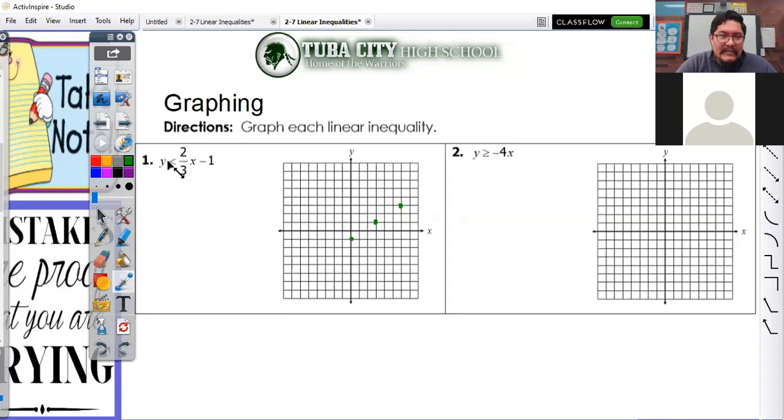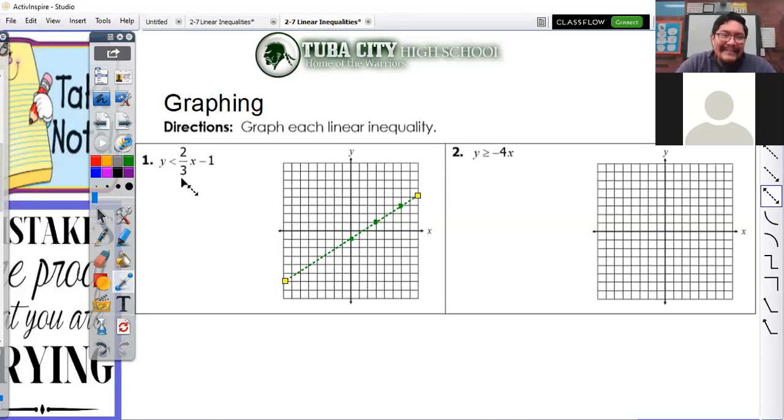Next for graphing, we have to use, again, a dashed line or a solid line, and you find that out by seeing, does this have an or equal to? So in this case, this does not have an or equal to, so we would use a dashed line. So I'm going to do my best to try to connect these 3 dots. All right. I made it look easy, but it wasn't.